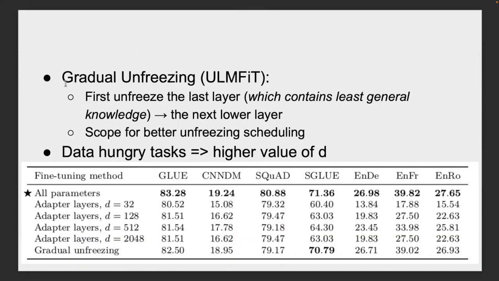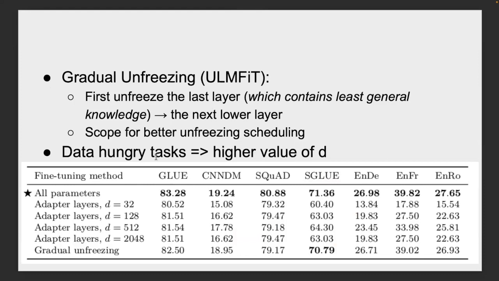There's another way to fine tune, which is gradual unfreezing. Basically, you first unfreeze the last layer and freeze the rest of the layers, and then fine tune that one, and then gradually unfreeze the lower layers in your fine tuning.